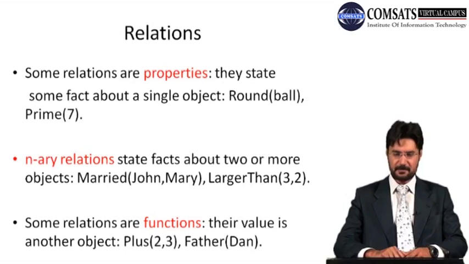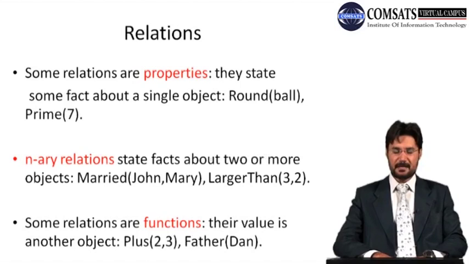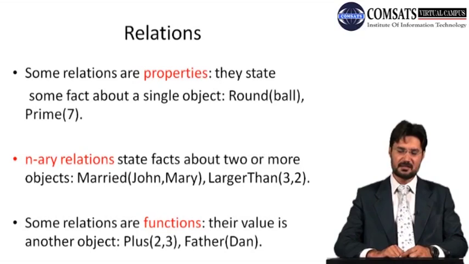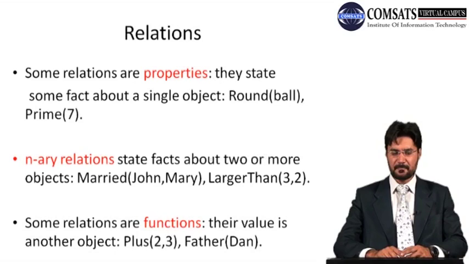What are relations? We will understand that some relations are properties. They state some facts about a single object. Round: a ball is round. Prime: 7, a number, is prime. So we have some properties. For all the relations, we cannot say they have a specific relation meaning. We can also say that they can be properties, because if you remember in the King John example, we said that we can also use properties instead of functions.